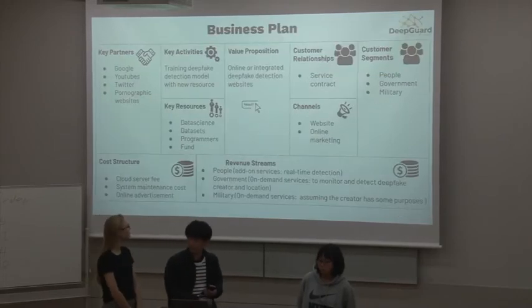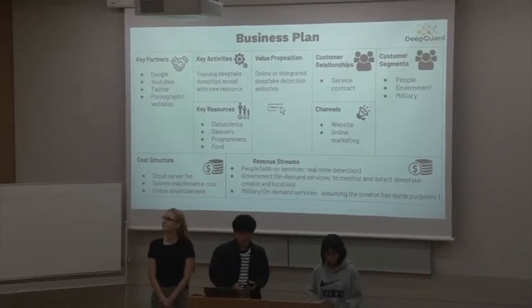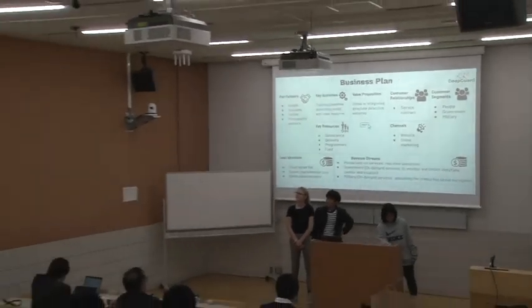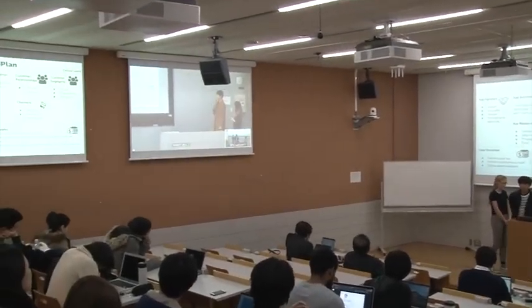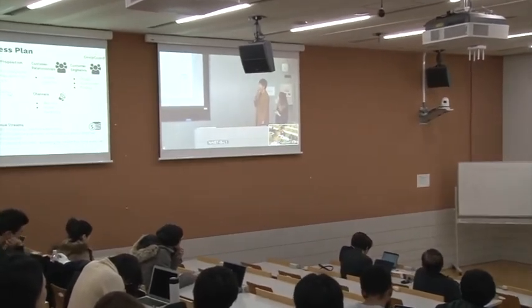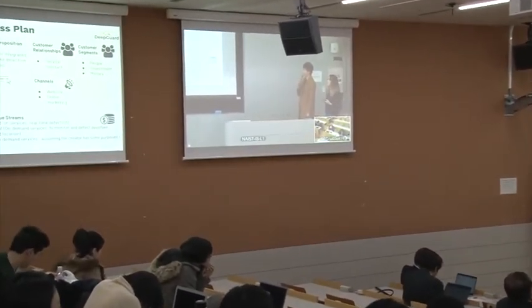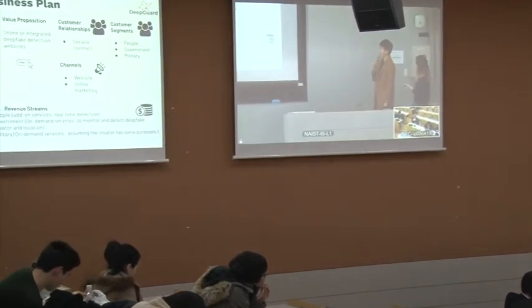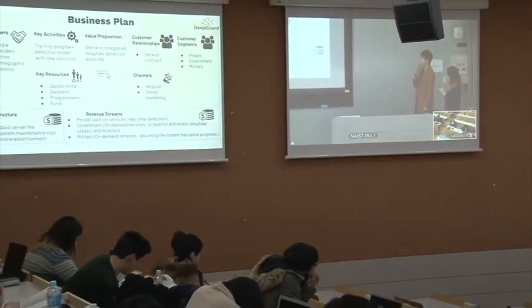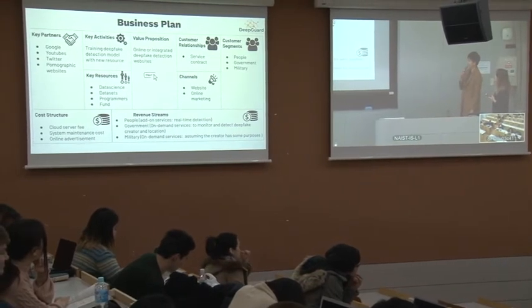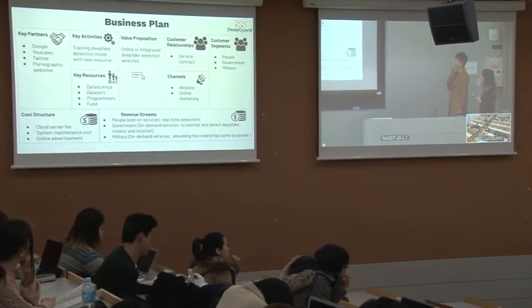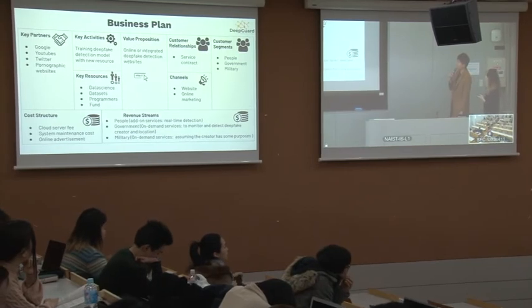Next slide, please. And the next one, I want to present our business plan. As you see here, we have 9 critical points of the business plan. The first one I want to kick off with is our key partners. So our key partners can be Google, YouTube, Twitter, and maybe some sensitive partners like pornographic websites. And next, I would like to present key activities.